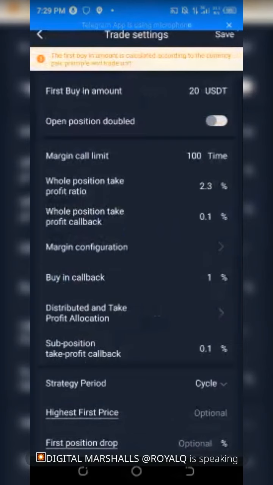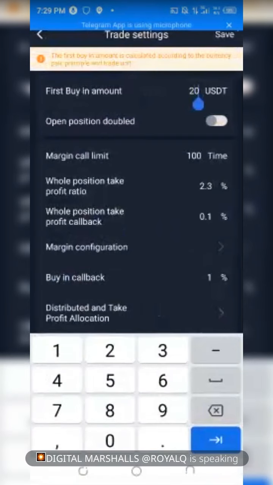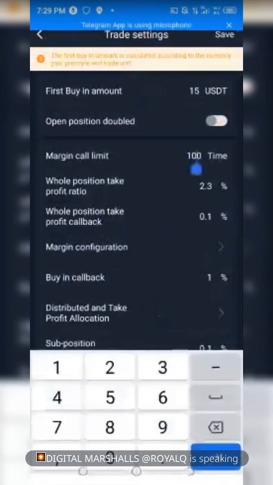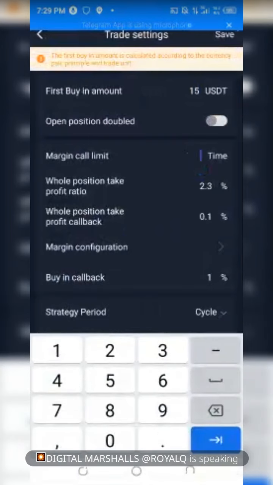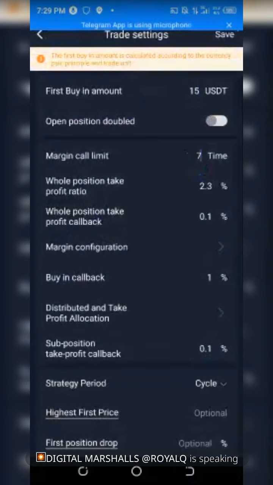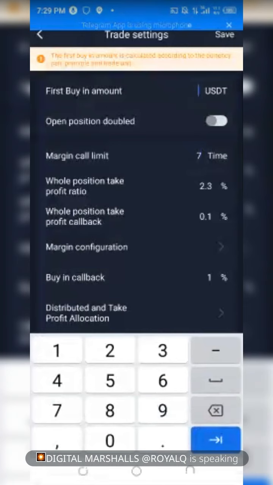In trade settings, what you see here in the beginning will be $15. You're going to see something like 7. It will be in the default state. When you open a coin for the first time on your Royal Q app, it's going to show you the default states. So for one of my strategies for cycle, your first buy-in amount should be $20. I'm using $20 because of the strategy.